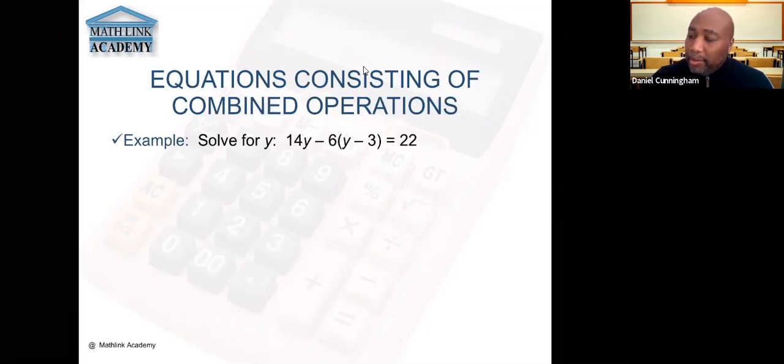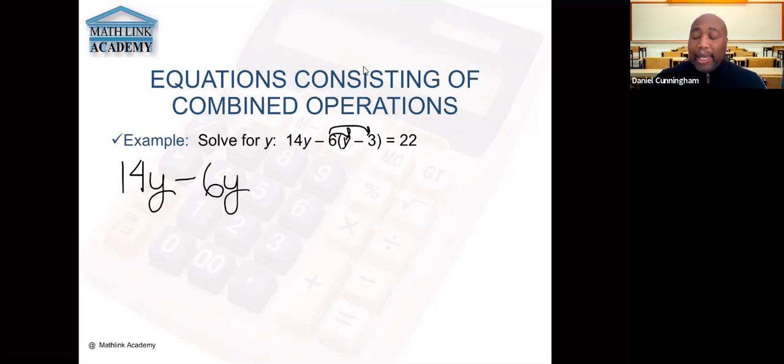What we learned here is that we have 14y, and this minus 6 is times the y and also the minus 3. Remember, it's minus 6, so watch what I'm going to write. It's going to be minus 6y, and then don't forget that this minus sign with the other subtraction sign will make it a positive 6 times 3, which is 18, which is equal to 22.